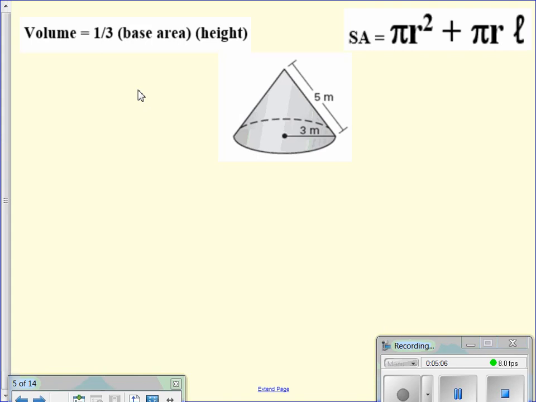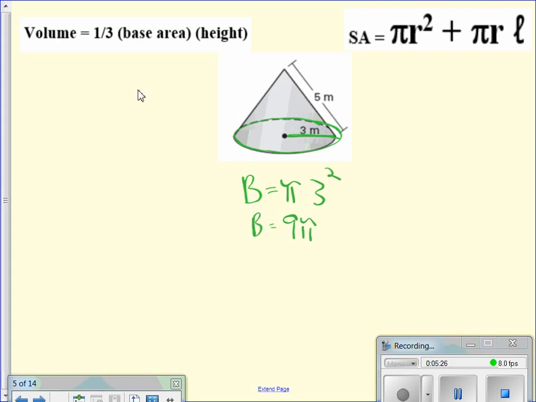Volume and surface area. First thing I always want to do, always find that base area. So big B, my base is a circle with a radius of 3. So the area of a circle is pi r squared, pi 3 squared, which is 9 pi.